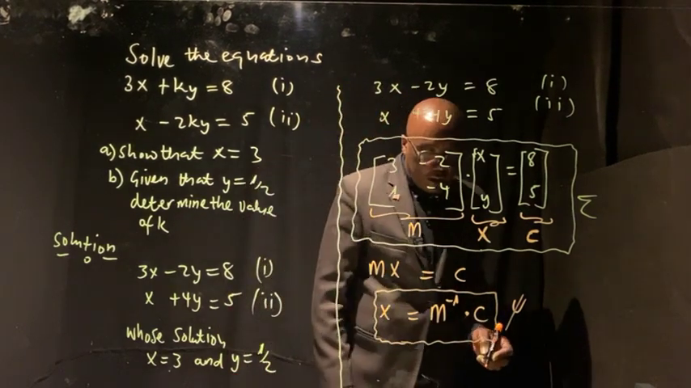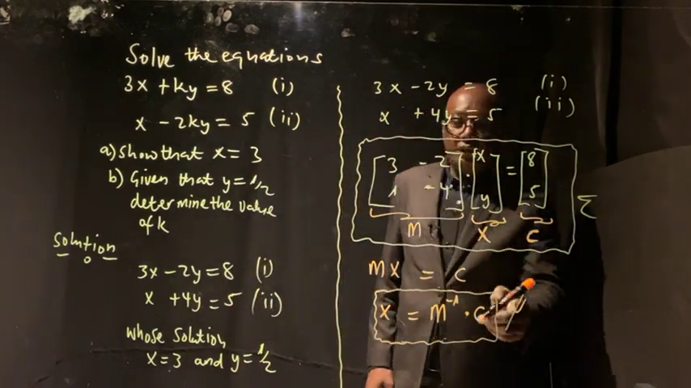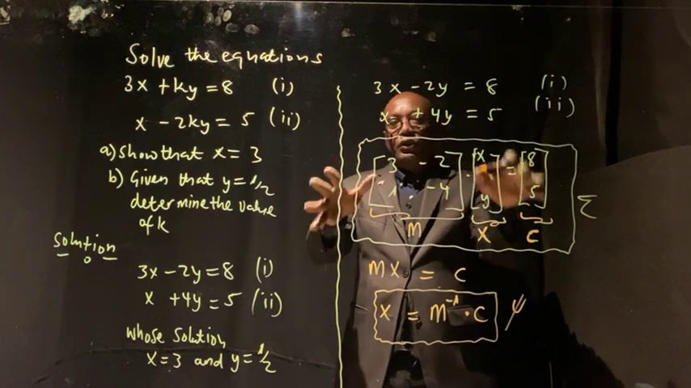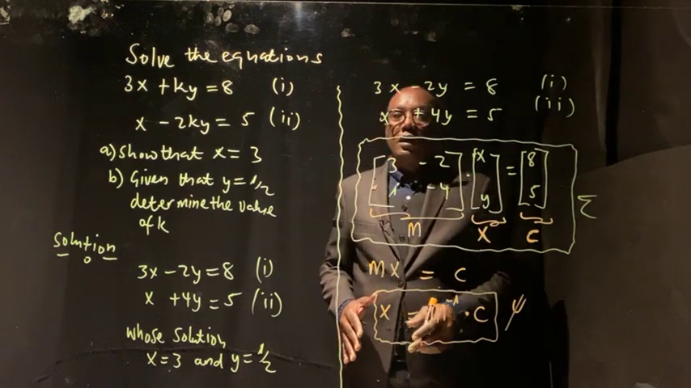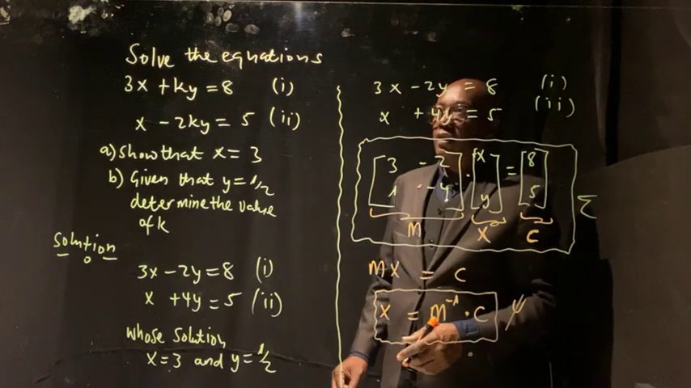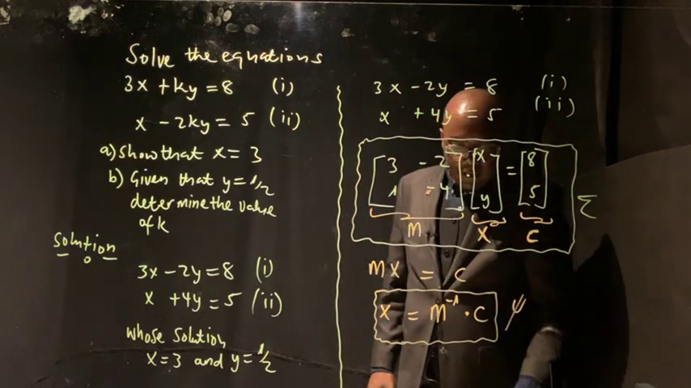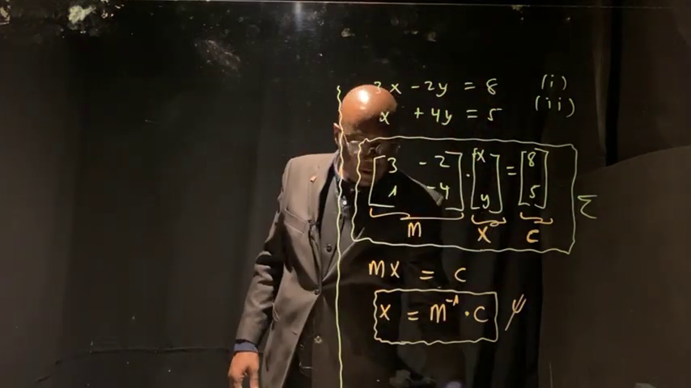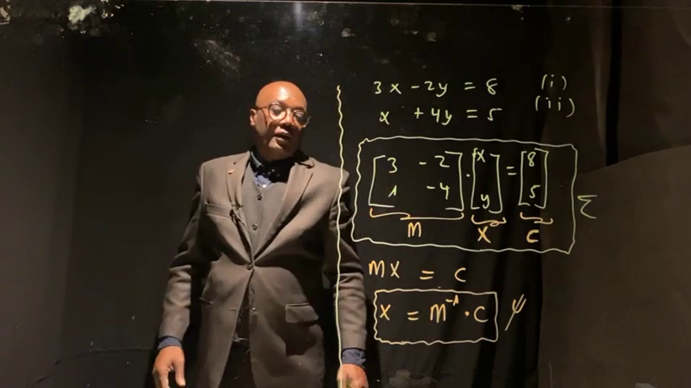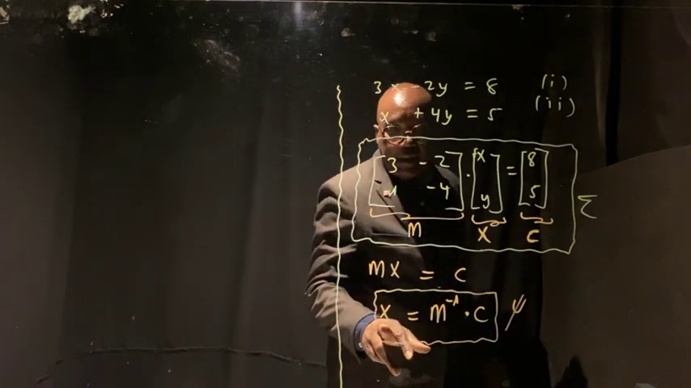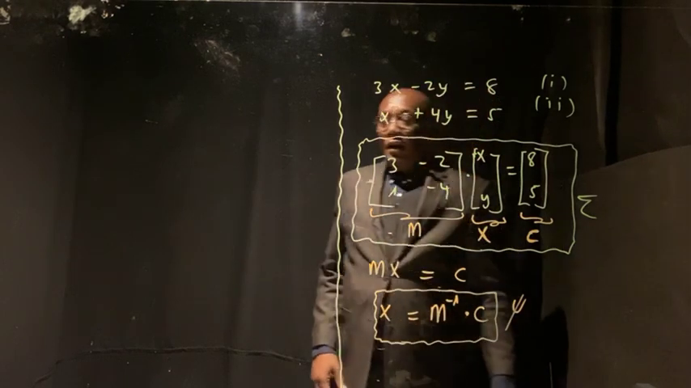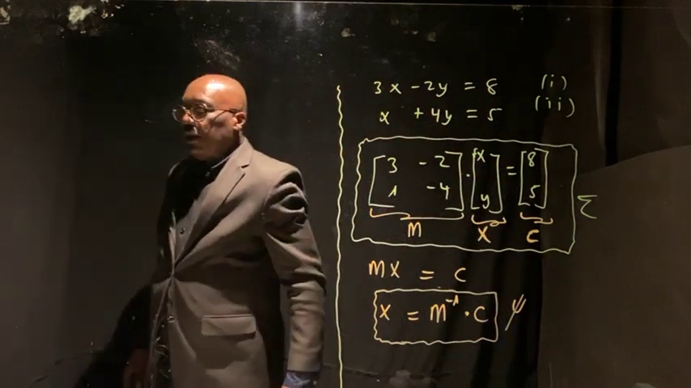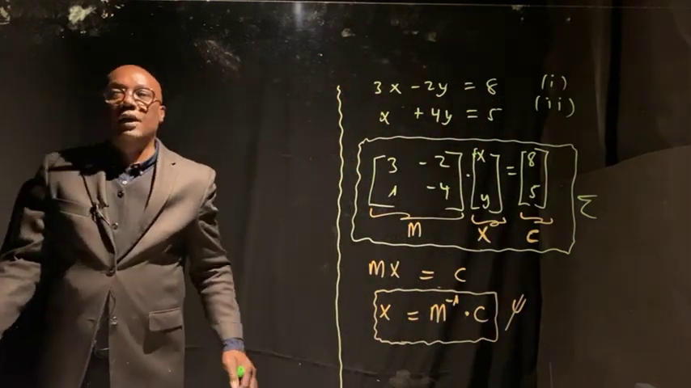Now, take your time to copy this portion, and then I think we can carry on from here. Take your time, copy it. Now, this is X, big X, and this is the inverse of M, and this is C. Systematically, let us begin with the inverse of M.